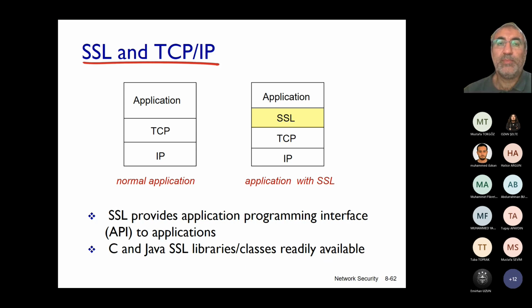So let's compare SSL and TCP/IP. In a normal application, we have IP, on top of that we have TCP, and on top of that the application. For an application with SSL, we just insert SSL between the application and the TCP layer. SSL provides an application programming API to applications, and C and Java SSL libraries and classes are available. You can use them.